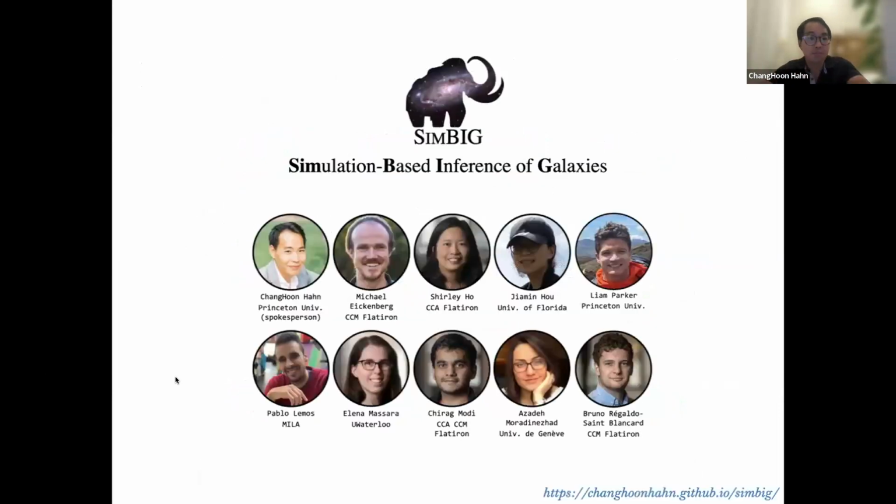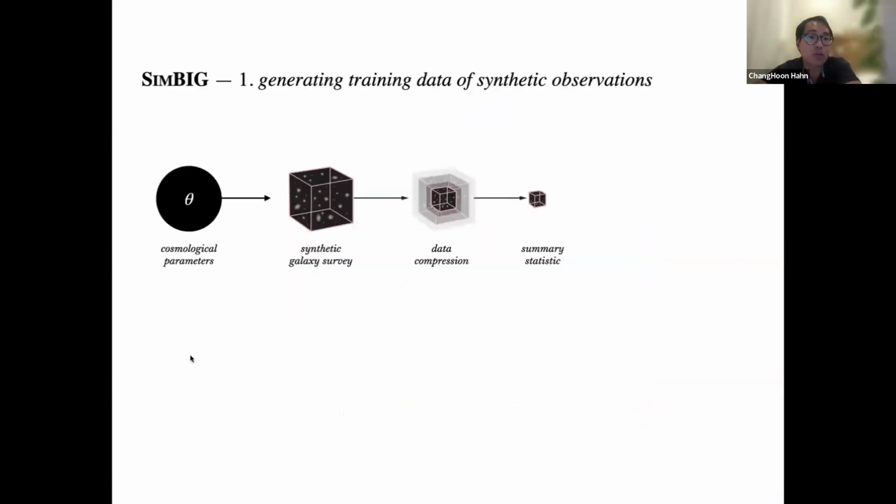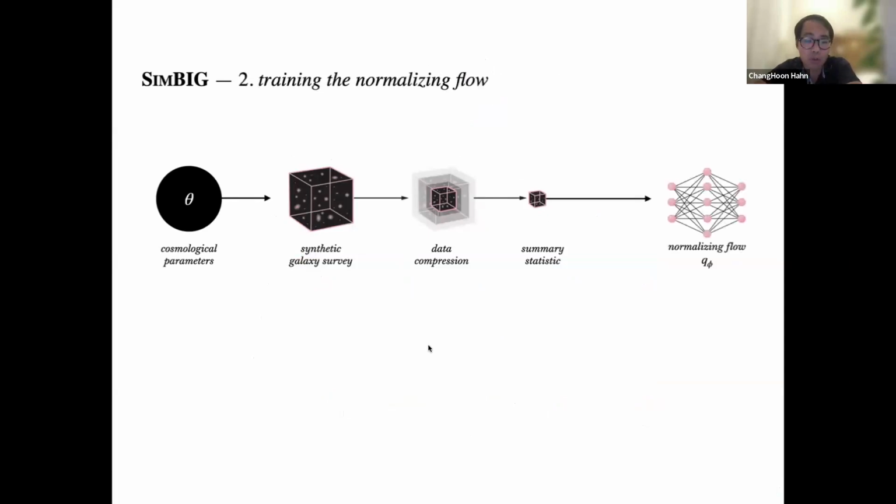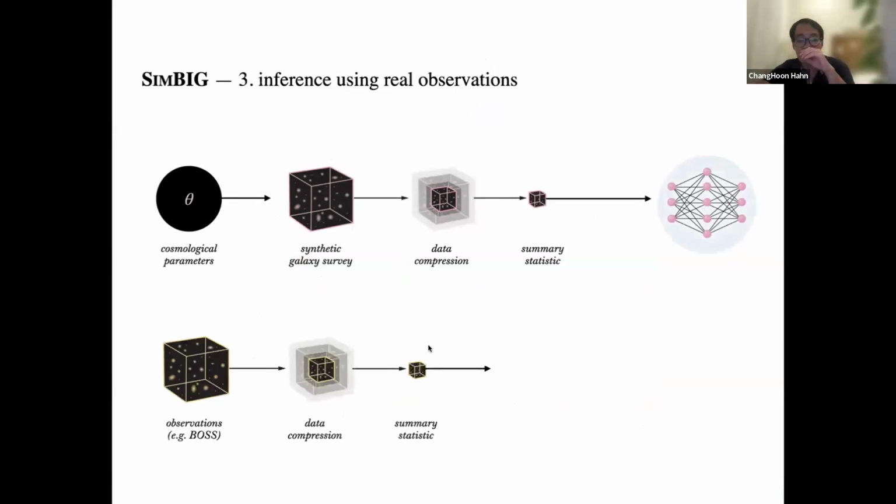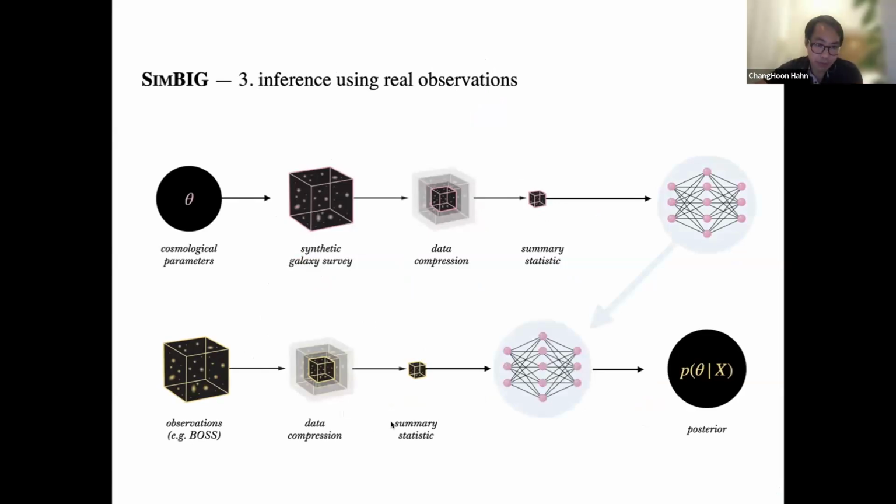To do this, I've been working on and leading the SimBIG collaboration, which stands for the Simulation-Based Inference of Galaxies. Our framework starts by first generating training data of synthetic observations. So starting from the cosmological parameters, generating synthetic galaxy surveys, and then compressing them into the summary statistics. We then take this training data set to train a normalizing flow. And after we train this flow, we repeat the same data compression to the summary statistics for the actual observations. We plug it into the trained normalizing flow, and that gives us the posterior.